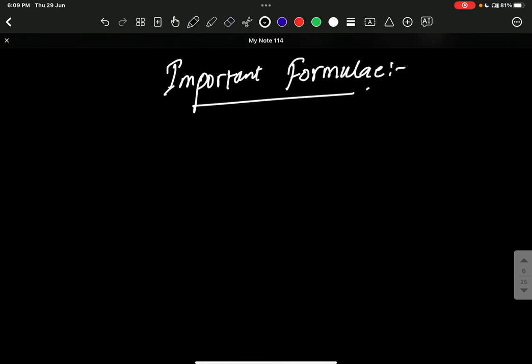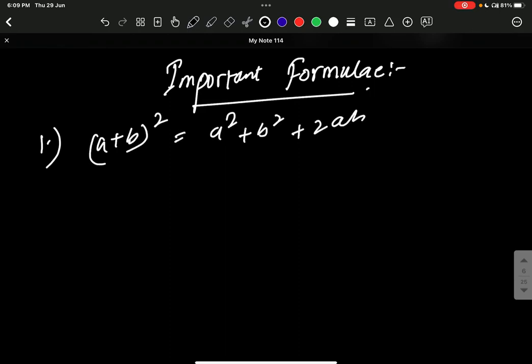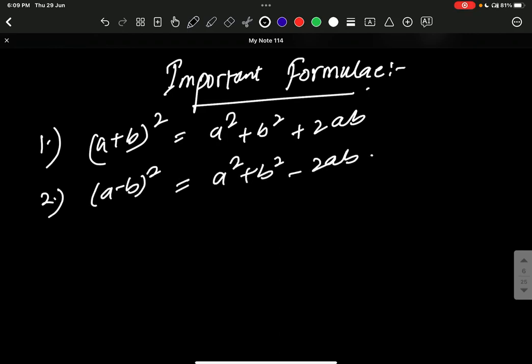Okay, next, there are certain important formulae that you people should be aware of. Number 1, what is a plus b whole square, class? This is a square plus b square plus 2ab. What is a minus b whole square? That is a square plus b square minus 2ab.